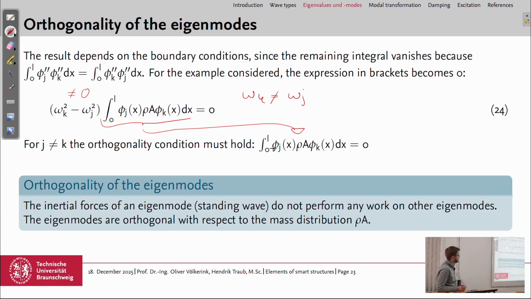And from this, we can state that we have orthogonality of the eigenmodes. So the inertial forces of one eigenmode, a standing wave, do not perform any work on the other eigenmode with respect to mass distribution. And this is important because with this assumption, we can describe the vibration behavior in these eigenmodes, because they are clearly separated and do not interact with each other.